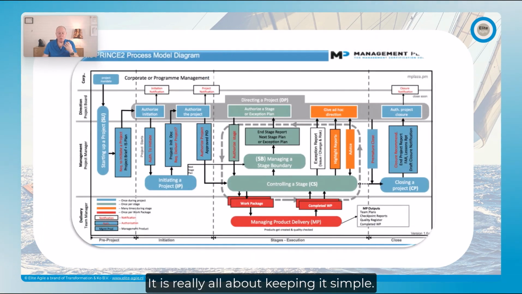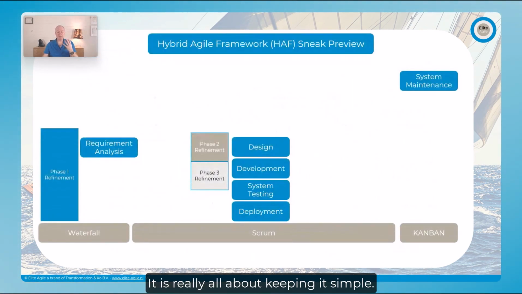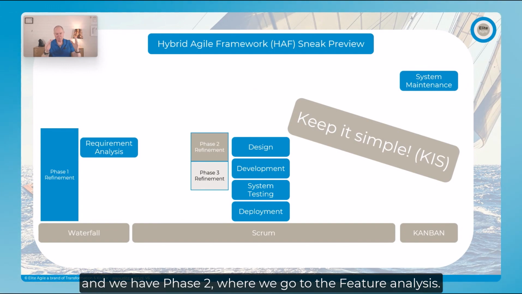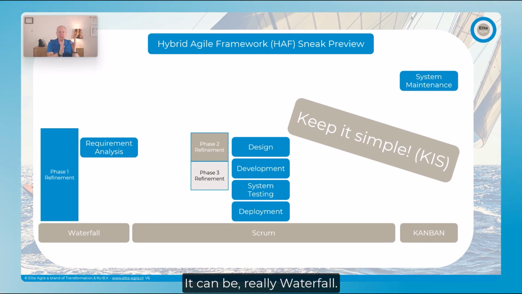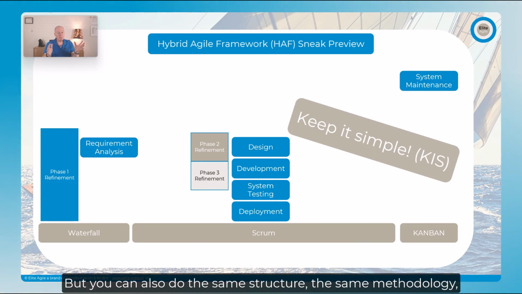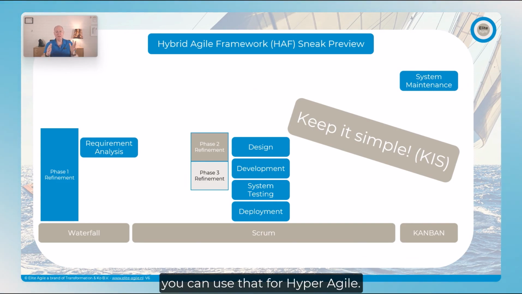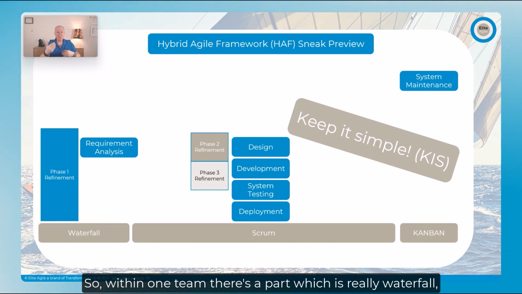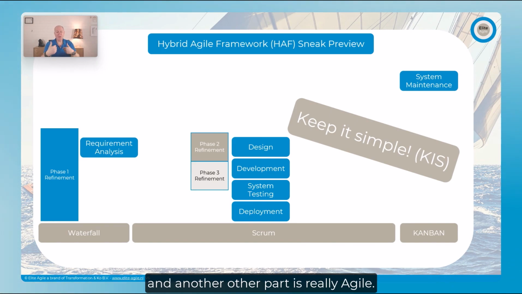It is really all about keeping it simple. Because we have the requirement analysis in phase 1 and we have phase 2 where we go to the feature analysis, it can be really waterfall, but you can also use the same structure, the same methodology, for hyper agile. You can mix within one team. So within one team, there's a part which is really waterfall and another part which is really agile.